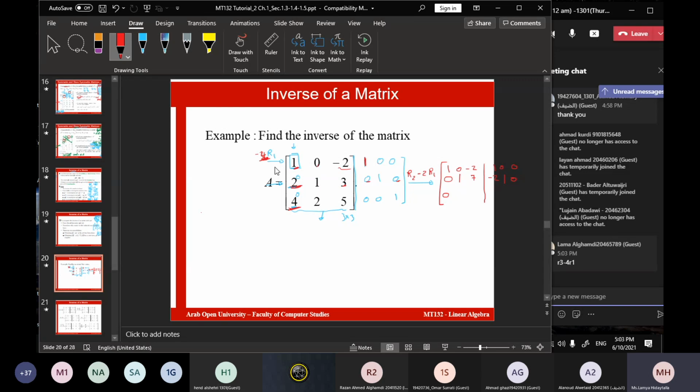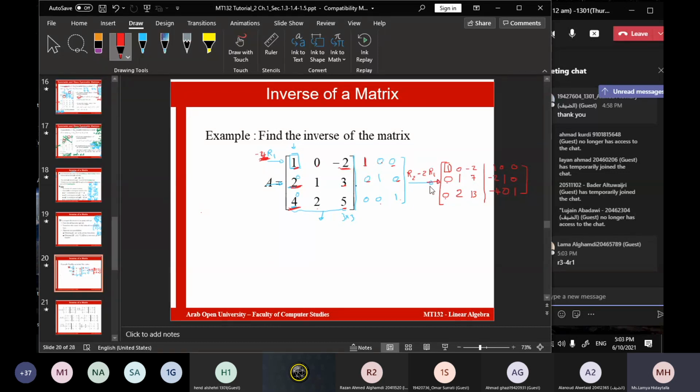0 times minus 4, 0 plus 2, 2. Minus 2 times minus 4 is 8. 8 plus 5 is 13. Correct? Minus 4 times 1 is minus 4, and so on. Okay? Minus 4 times 0, 0 plus 0, 0. Minus 4 times 0, 0 plus 1, 1. So now this is the leading one and all the other entries here are 0.